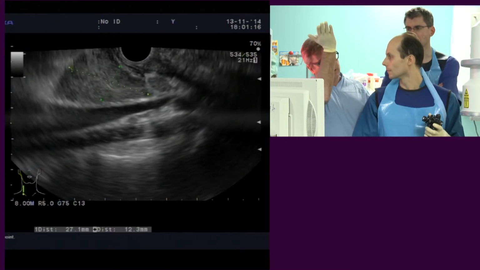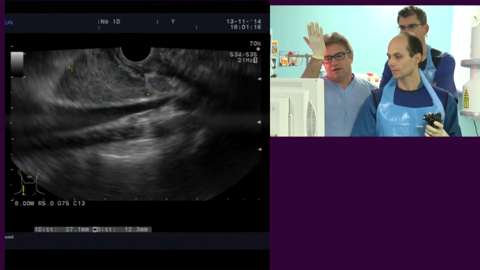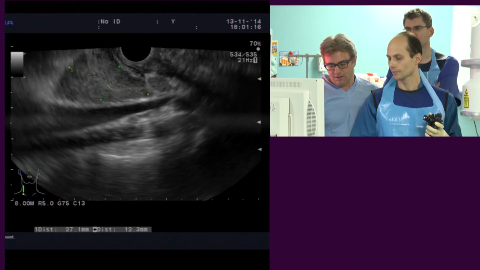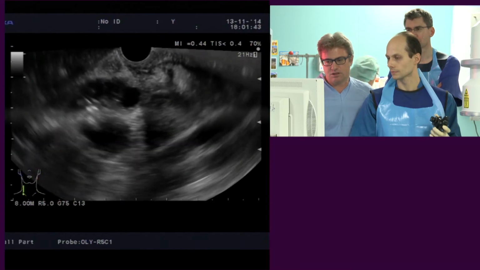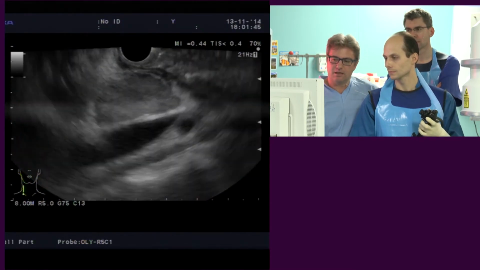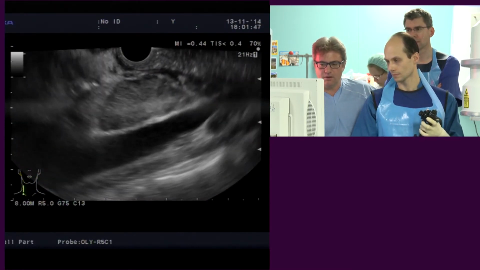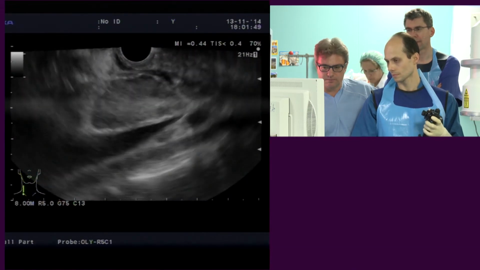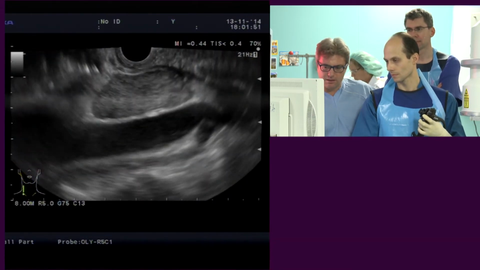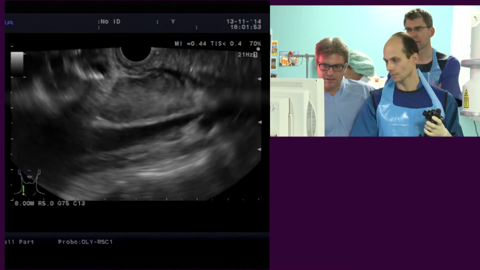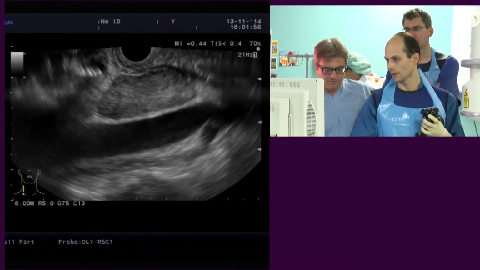You have to really keep the scope in this position. For example, the balloon is helpful because it can keep the scope over the pylorus. But this looks a little bit easier than a hilar lesion, and it's big. Yeah, this is very good.